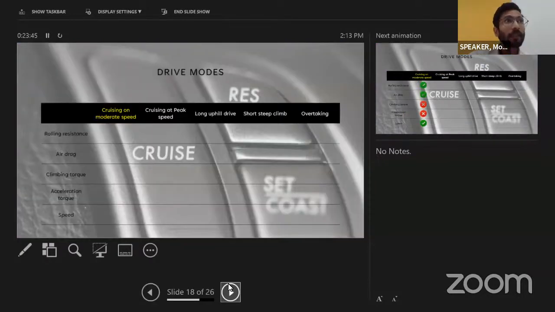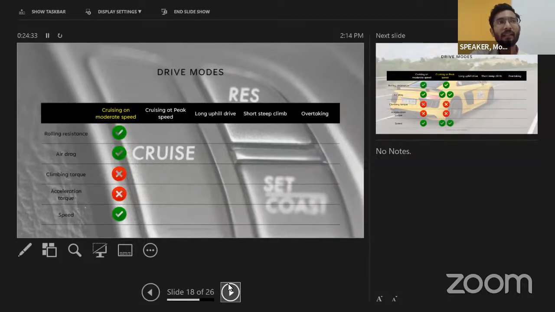So I have tabulated these five driving modes as well as the forces that the vehicle experiences in this slide, and I will discuss one column at a time. When the vehicle is moving at a moderate speed, the vehicle experiences the following forces: rolling resistance, air drag, climbing torque, and acceleration, and the speed at which the vehicle has to move. At a moderate speed, it experiences rolling resistance, and it also experiences air drag.